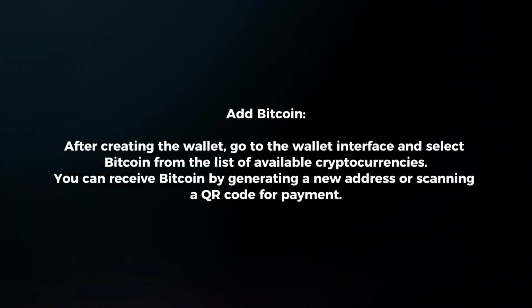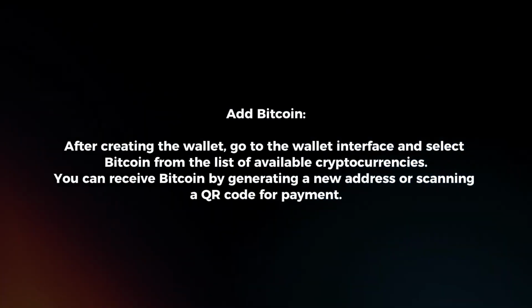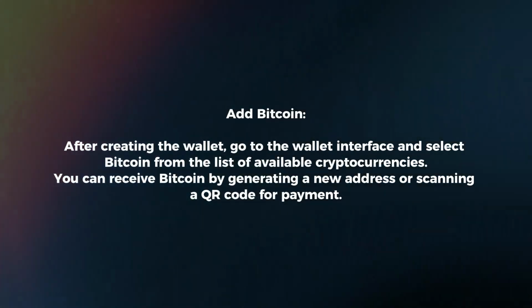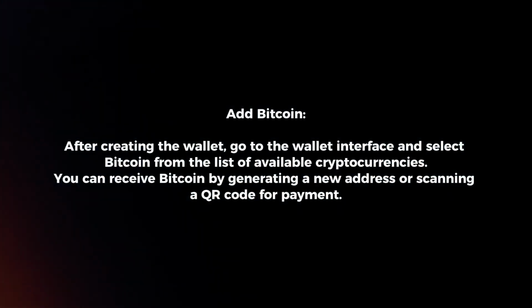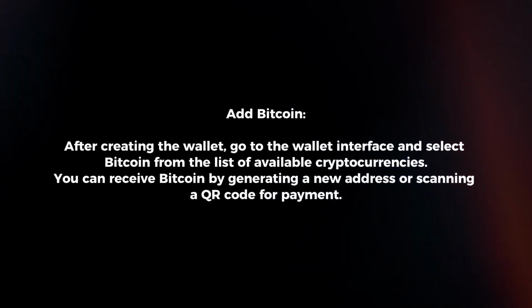Add Bitcoin. After creating the wallet, go to the wallet interface and select Bitcoin from the list of available cryptocurrencies. You can receive Bitcoin by generating a new address or scanning a QR code for payment.